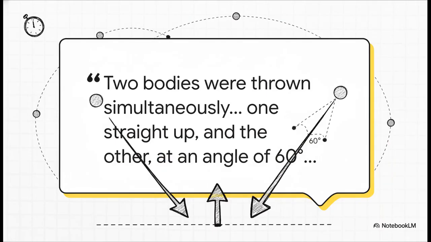Okay, so here's the setup. You've got two objects. They're launched at the exact same moment, from the exact same spot, and with the exact same initial speed. The only difference? Their direction. One goes straight up, the other goes out at a 60-degree angle. And our job is to figure out exactly how far apart they are after 1.7 seconds.